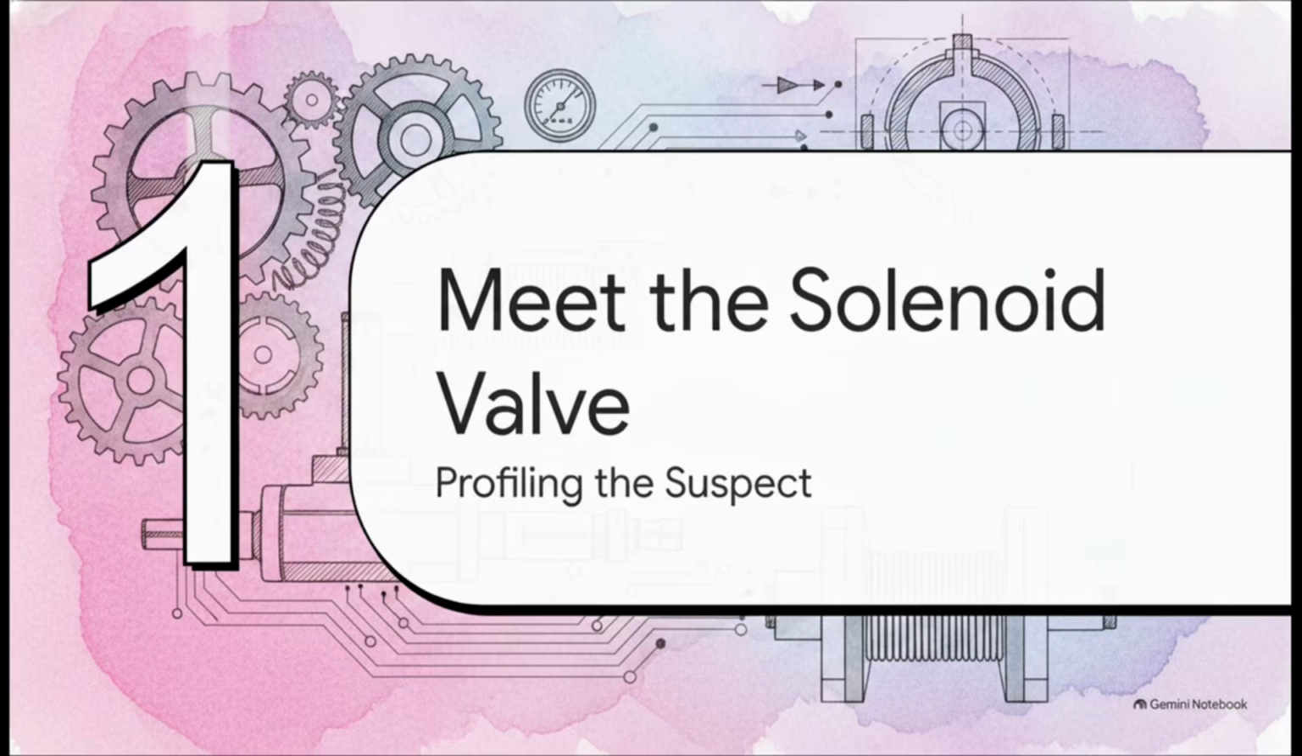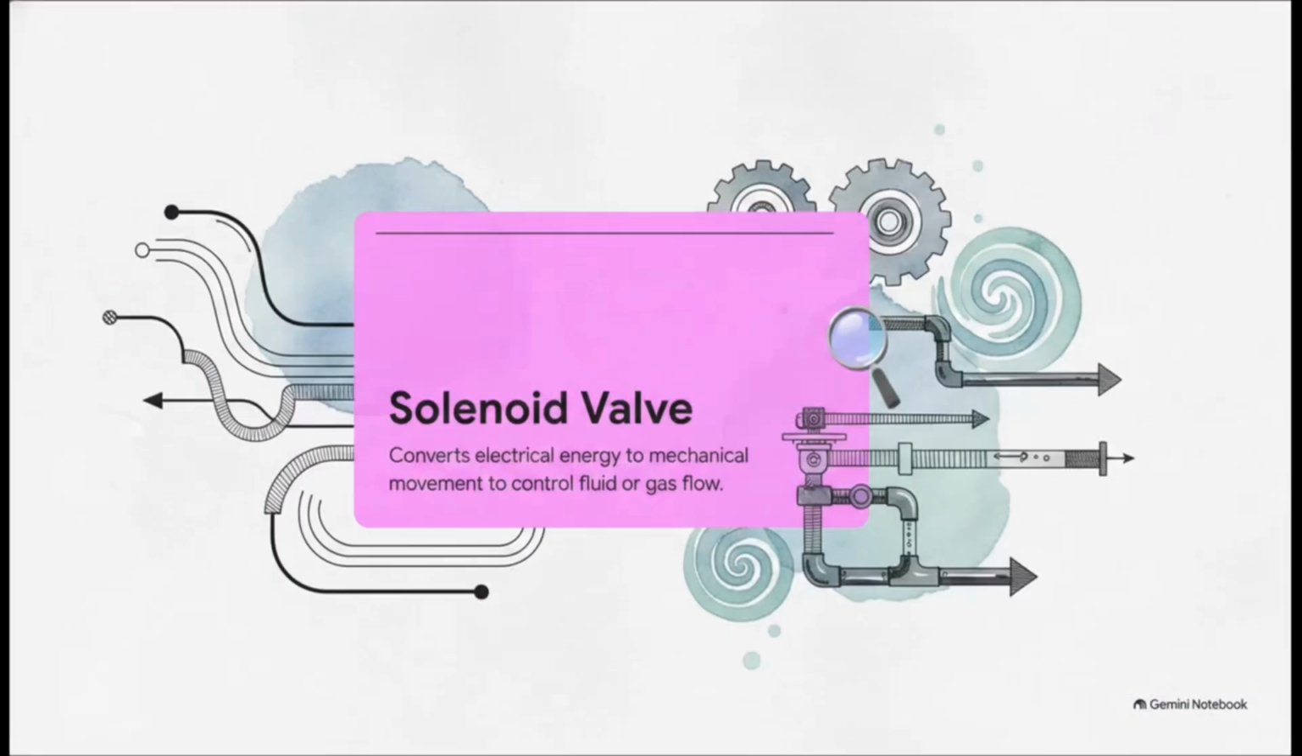Section 1. Meet the solenoid valve, profiling the primary suspect. So, before we can effectively interrogate how a component actually fails, we really need to understand our primary suspect, right? At its core, a solenoid valve is simply a device that converts electrical energy into mechanical movement to control fluid or gas flow. Think of it as the vital bridge between a system's electrical nervous system, the controls and wiring, and its mechanical muscular system, which is the physical piping and fluid dynamics. It literally translates an electrical thought into a physical action.